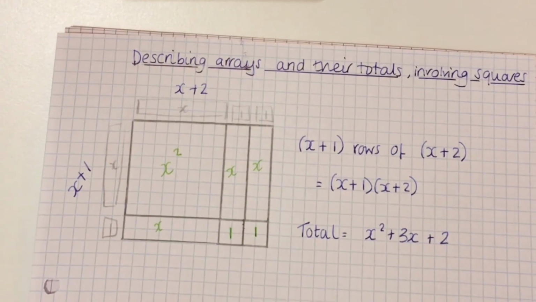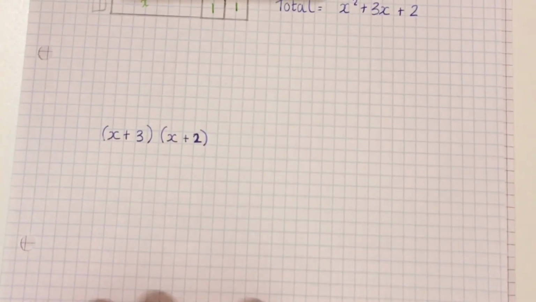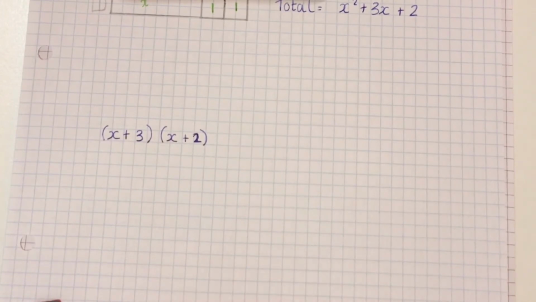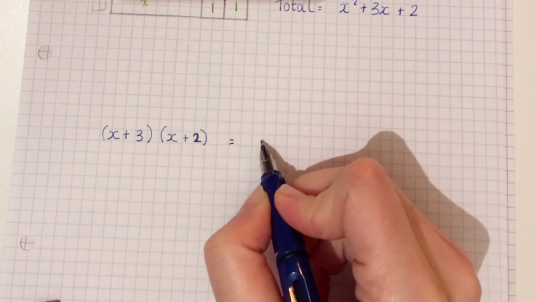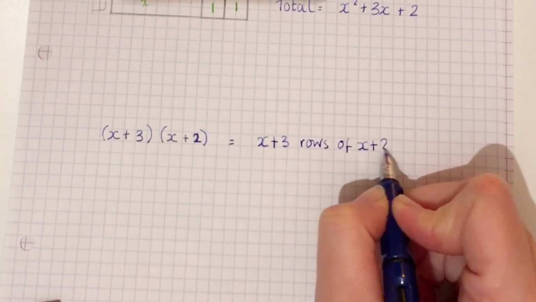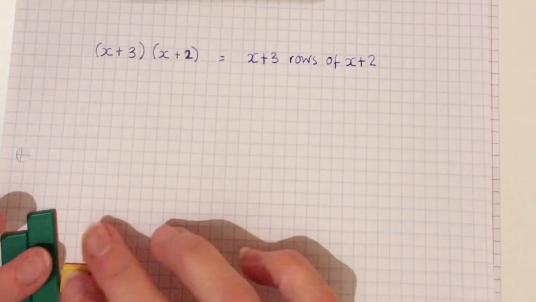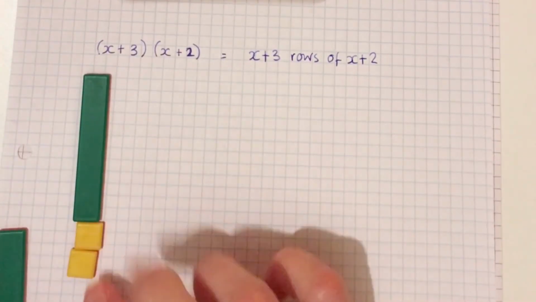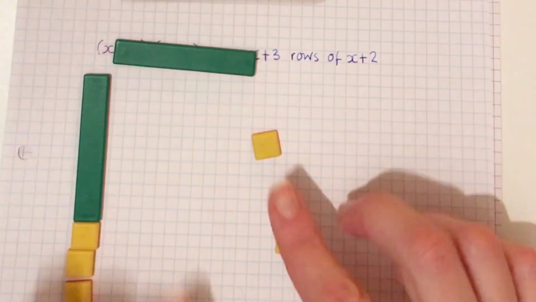Okay, so the next part we're going to look at is where you've got the rows described to you, and then we've got to figure out what the total would be. So you're going to draw these out today, okay? First of all, let's write it out. It means that there are x plus 3 rows of x plus 2. So we need x plus 3 in one direction and x plus 2 on the other. So if I set it up, my x plus 3 is going to be going this way, and my x plus 2 is going to be going that way.